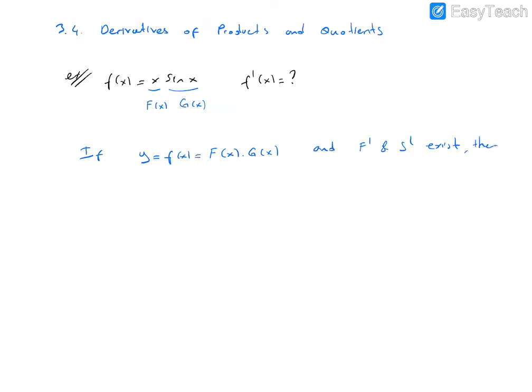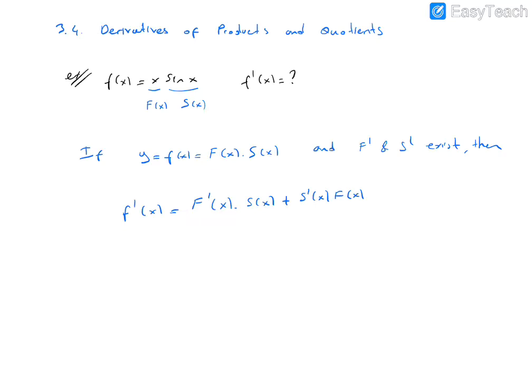Then the derivative of the small f equals the derivative of the first function capital F times the second function plus the derivative of the second function times the first function. Your textbook can give it in a different order, but it is the same. Your textbook says first function times derivative of second function plus second function times derivative of the first function. There is no difference between them.